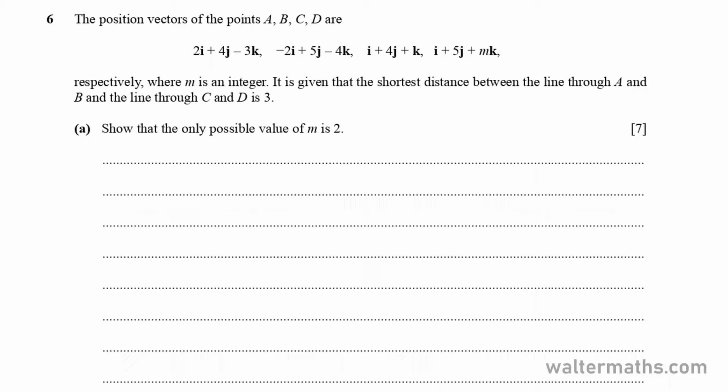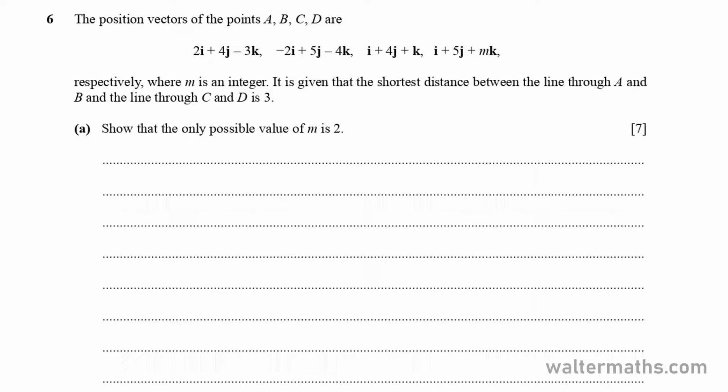Question number 6. The position vectors of the points A, B, C, D are 2i plus 4j minus 3k, minus 2i plus 5j minus 4k, i plus 4j plus k, i plus 5j plus mk, respectively, where m is an integer. It is given that the shortest distance between the line through A and B and the line through C and D is 3. So on A, show that the only possible value of m is 2.